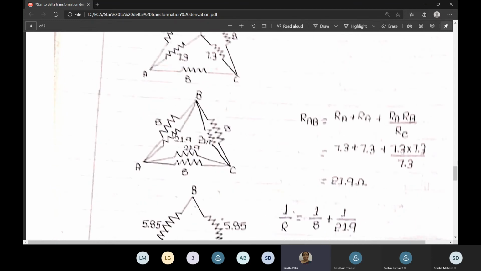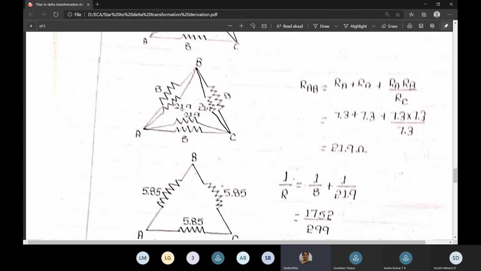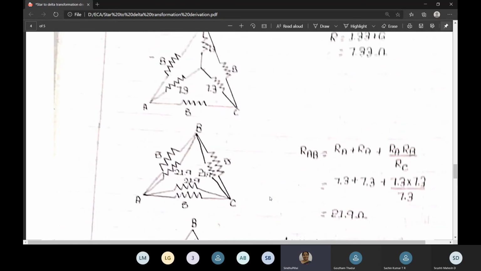So one branch is 21.9 ohm. Since all the branches have the same value, all the branches will be 21.9 ohm. This 21.9 ohm is parallel to the 8 ohm resistor. So just use the parallel formula, that is 21.9 into 8 divided by 21.9 plus 8. Then you will get the answer 5.85. Between any two corners, the other two corners will be in series, which will be multiplied with 5.85. This is how you find the equivalent resistance.